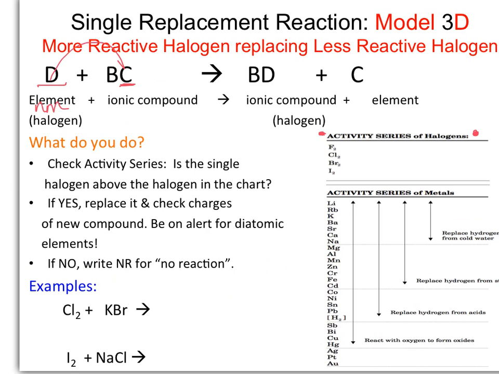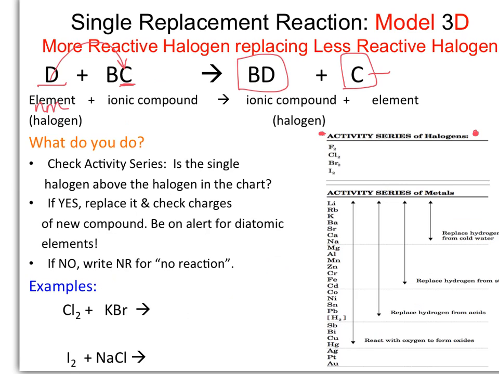So D is going to try to replace C, and if it can, we'll get the ionic compound of BD, and C will get kicked out. Most likely this will be a diatomic element, and we'll have to put the subscript of 2, but sometimes that's not the case. We do the same thing as before. Check the activity series chart to see if it can occur. If it can, replace it, check charges, and if not, write NR.